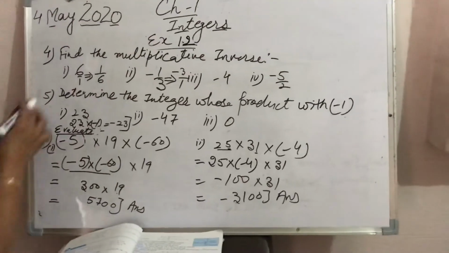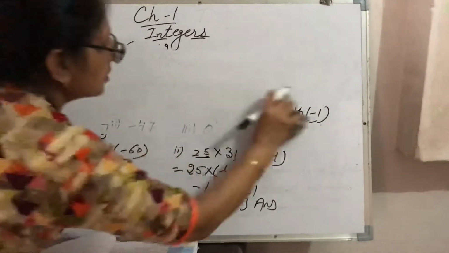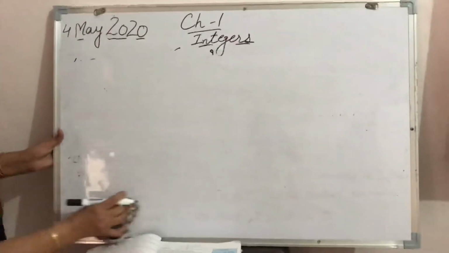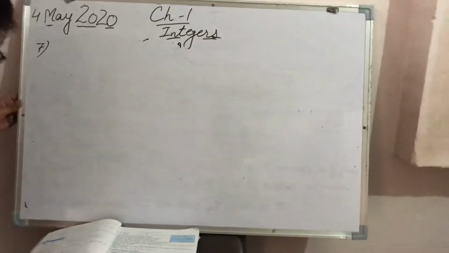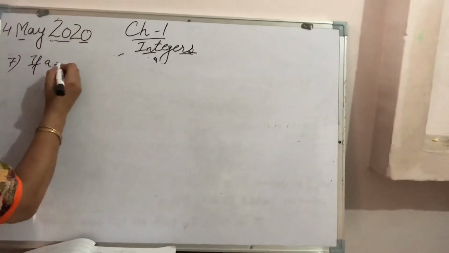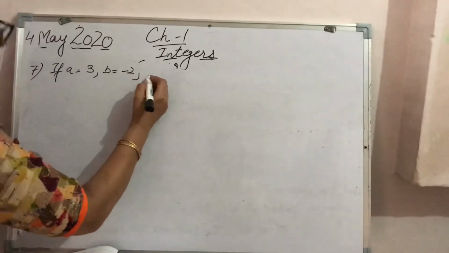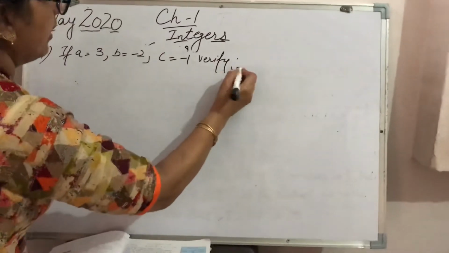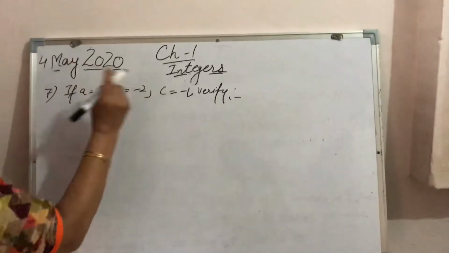Then question number 7, the 7th question of the same exercise. Now if A is equal to 3, B is minus 2, and C is equal to minus 1. So we have to verify. We have been provided the values of A, B and C.